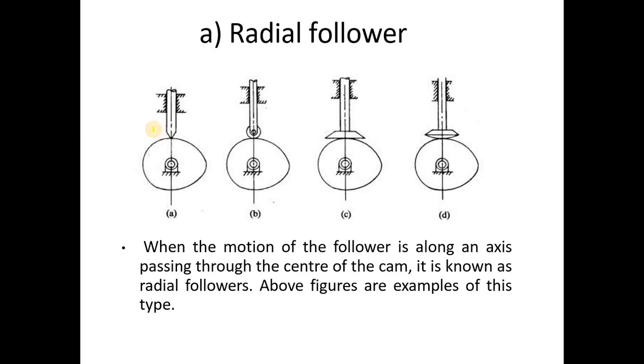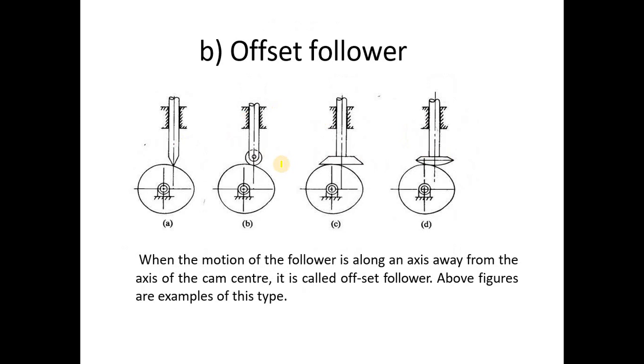Look at this. This is the knife edge follower. You can see the axis of the knife edge and the cam is the same. This is a roller follower. The axis of the roller follower and cam is the same. This is a flat faced follower and this is a spherical faced follower. All of them, knife edge, roller, flat faced and spherical follower, have the same axis passing through the center of the cam. So that is what we call a radial follower.